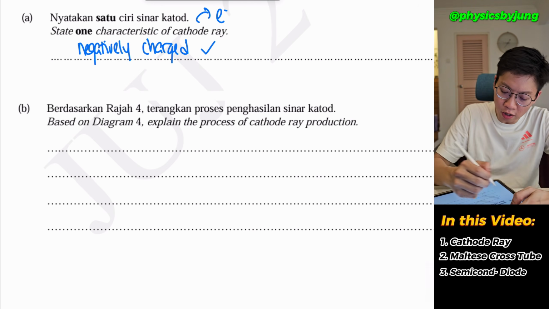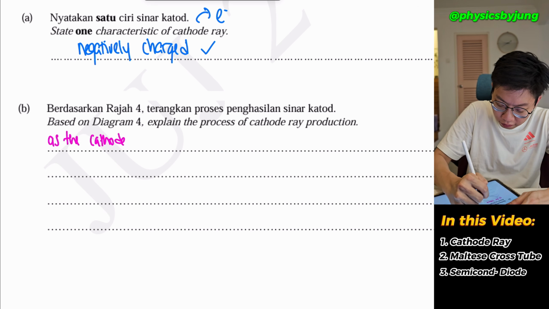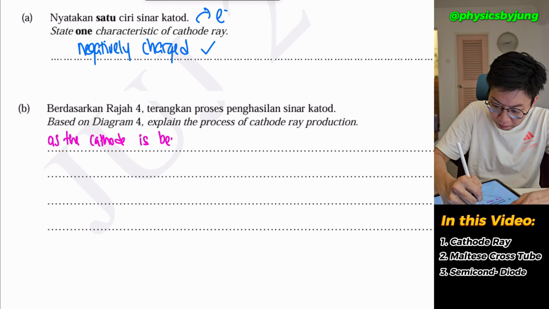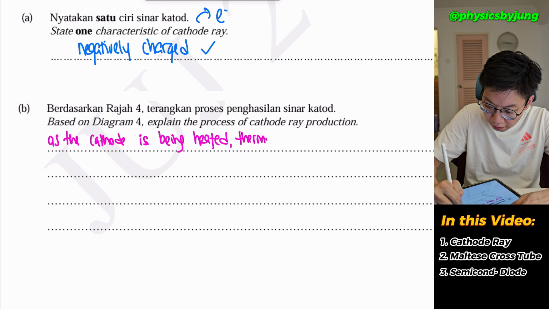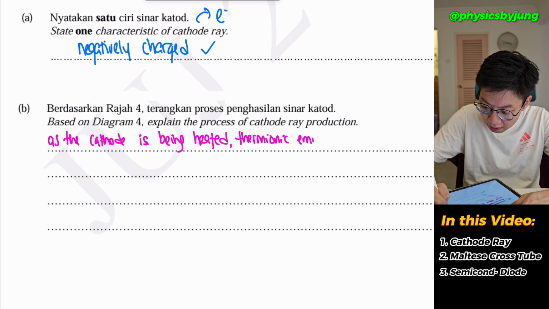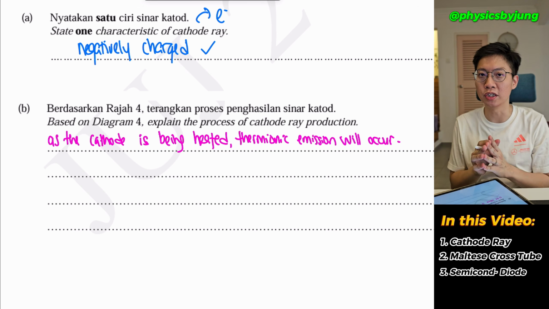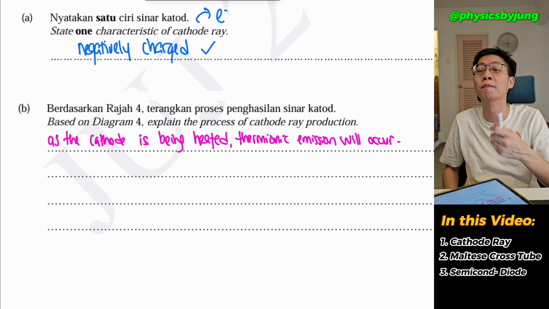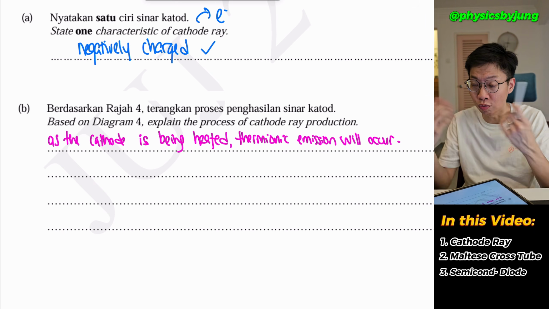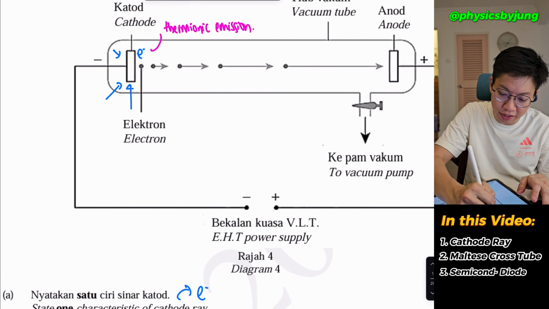Name the process. So we will say as the cathode is being heated, then we will say thermionic emission will occur. So if I say thermionic emission, then that means that the electrons are being released from the surface of the metal due to the heat. Okay, then next, so now your electrons already released.